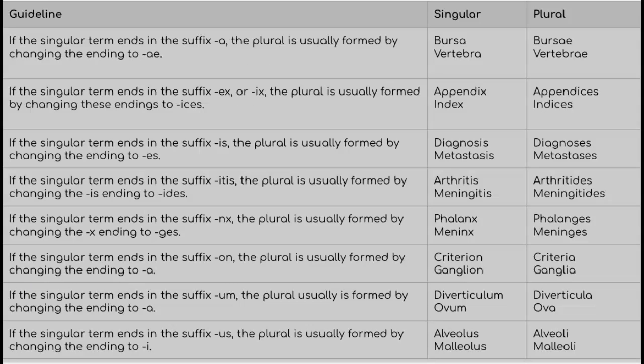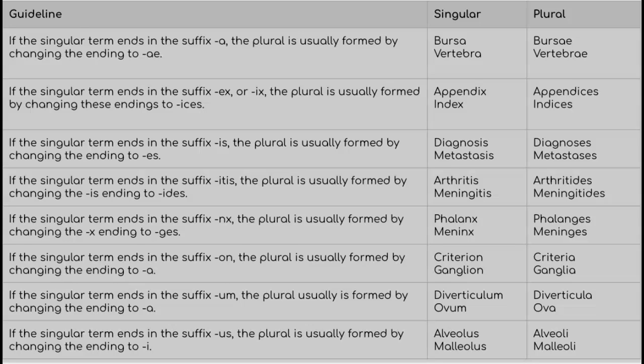So here's your guideline. If the singular term ends in the suffix a, the plural is usually formed by changing the end to ae. To give you examples, the singular version of bursa becomes bursae in plural form. The singular version of vertebra becomes vertebrae in plural form. If the singular term ends in the suffix ex or ix, the plural is usually formed by changing these endings to ices. Appendix, appendices. Index, indices. Does that make sense, hopefully?